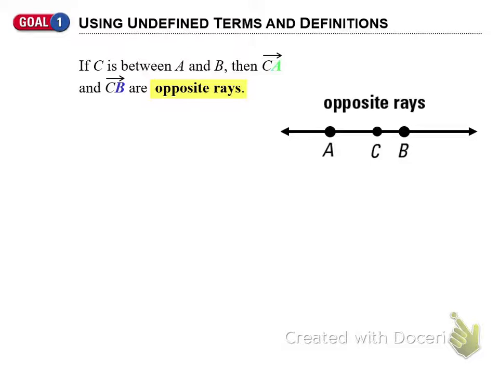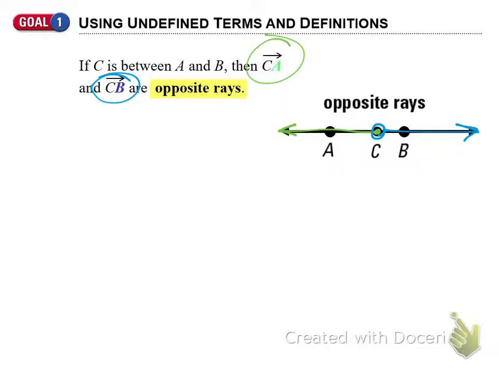If you look, it says C is between A and B. What does between mean? In the middle. It's in the middle of A and B. Then CA. So I'm going to draw CA. What is the starting point for CA? C, and then it goes towards A. And then the second one is CB. What's the starting point for CB? C, and it goes in the direction of B.